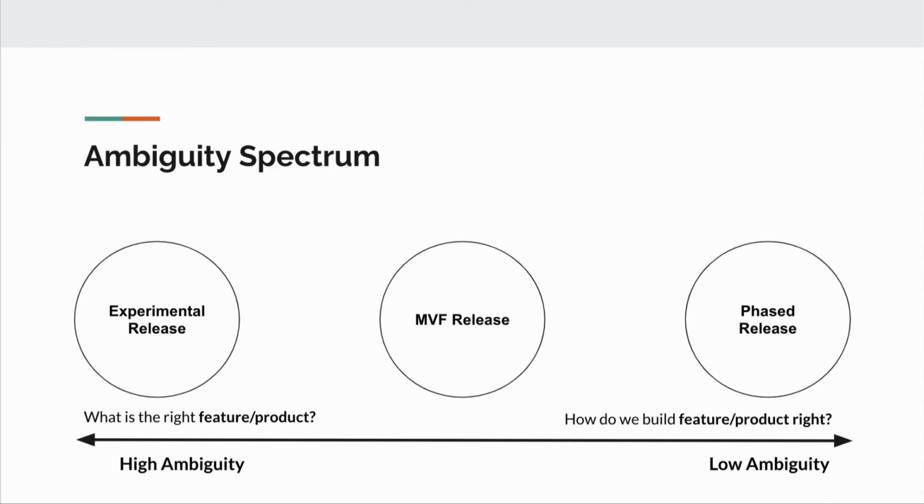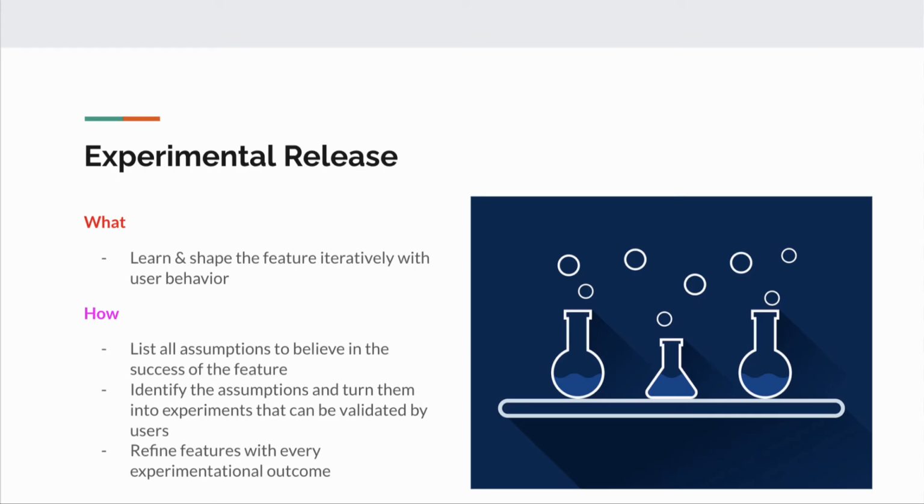Like in the phased release, we will learn about all these experimental MVF and the phased release in depth. Like experimental release, here we learn and shape the feature iteratively with user behavior. List all assumptions: here we have to list down all the assumptions needed to believe in the success of the feature, and then identify those assumptions and turn them into experiments that can be validated by the users. And then we can refine the feature with every experimental outcome.